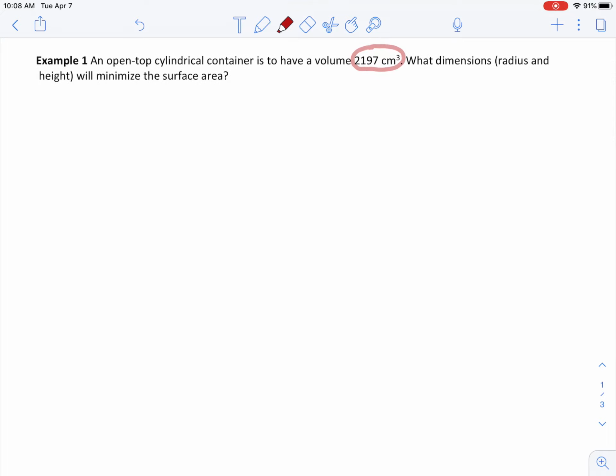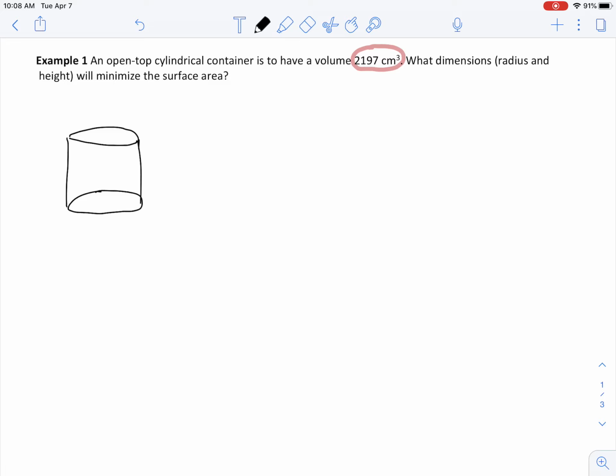An open top cylindrical container is to have a volume of 2,197 cubic centimeters. What dimensions, radius and height, will minimize the surface area? Now, let's try to draw a picture first. Let me try to draw an open top cylindrical container. It's a cylinder, like a soup can, like a soda can.